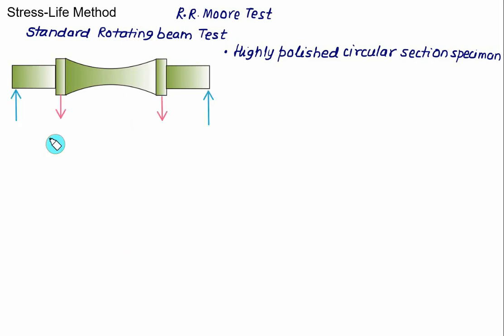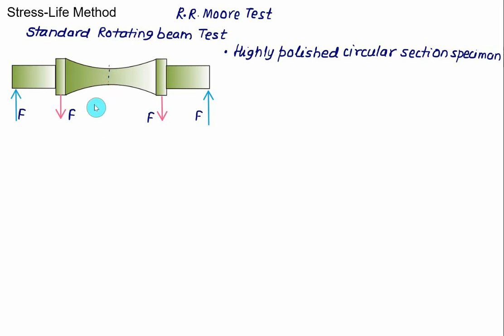So we have a load acting on the specimen equal to F. So this force is also equal to F. Since it's a symmetrical loading, the reaction on the support is also equal to F. So both the reactions will be equal to F. At the center line we have minimum cross-sectional area, so bending moment will be maximum.